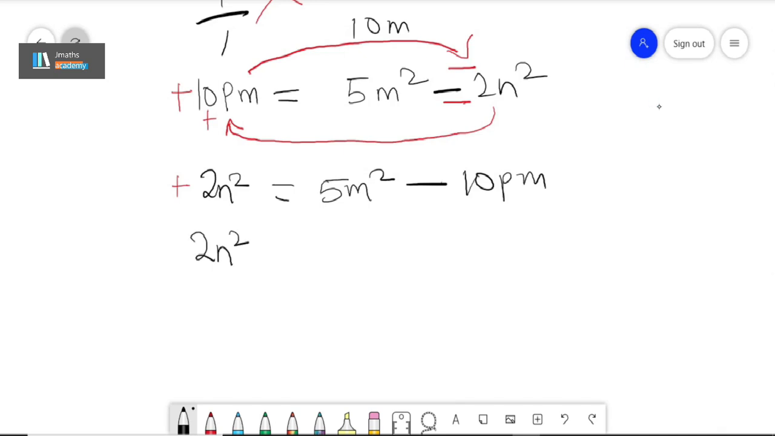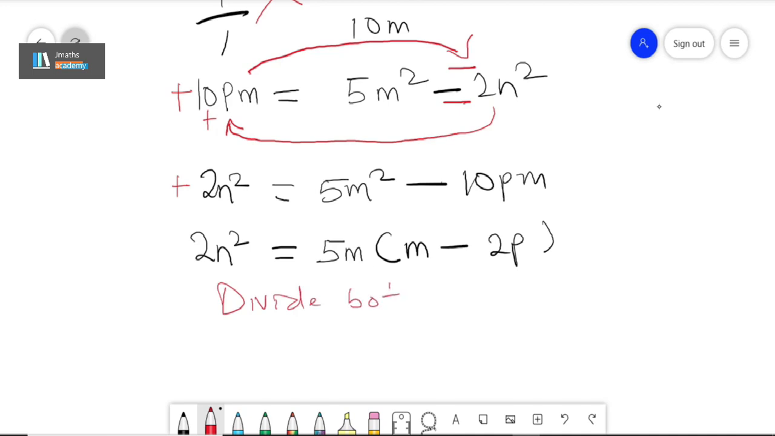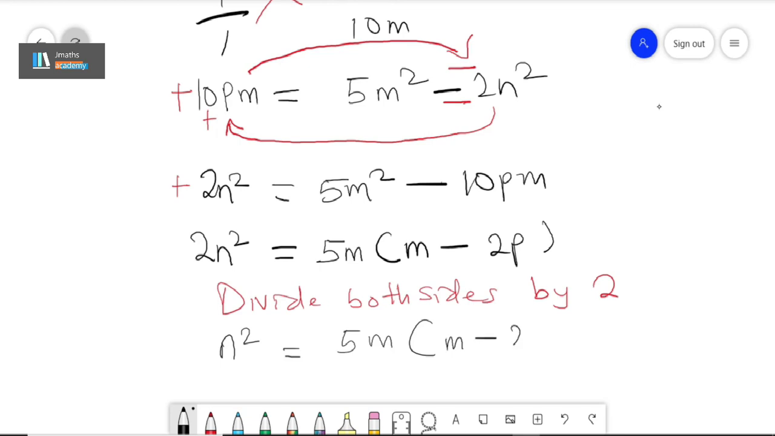So we'll have here 2n squared is equal to, we factorize 5 here, since 5 is common, we have here 5m, open bracket, m minus 2p. Now to make n subject of the formula, we divide both sides by 2. So we have here n squared is equal to 5m, open bracket, m minus 2p, close bracket, over 2. Since here is over 2 and here is over 2, we know that 2 will cancel 2.